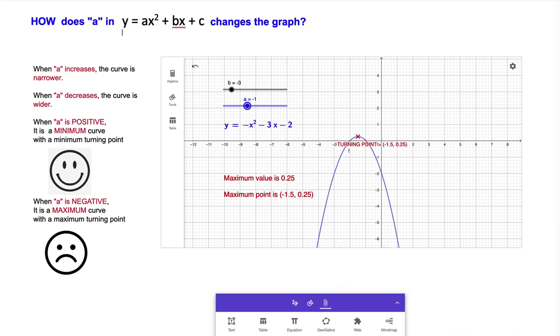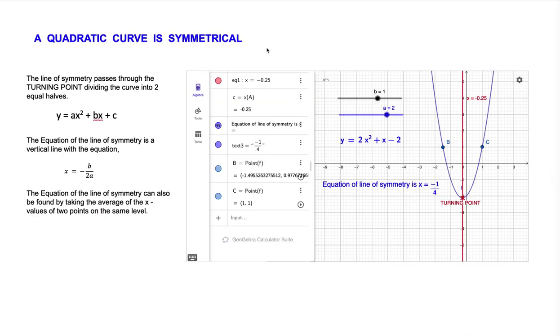Let us now look at another aspect of the graph. A quadratic curve is symmetrical, which means that it can be divided into two equal halves. The line of symmetry is the line that passes through the turning point or the lowest point, dividing the curve into two equal halves. The equation of this line is given by the formula x equals minus b over 2a, b being the coefficient of x and a being the coefficient of x squared.